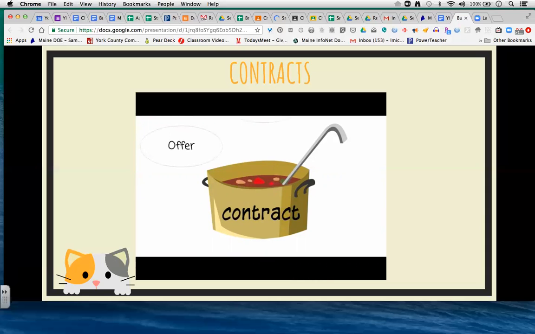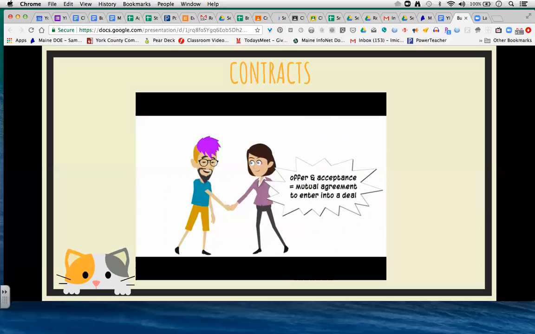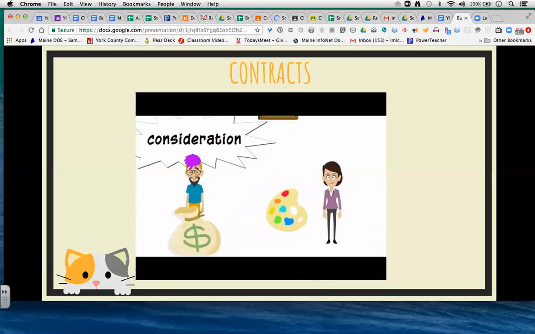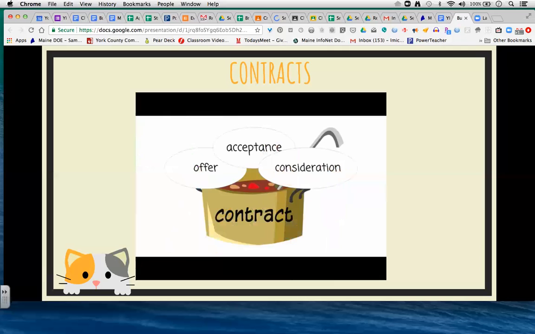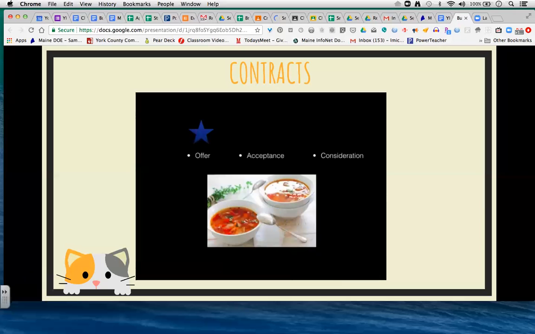And generally, our 3 elements for a contract are offer, acceptance, and consideration. Before we can have a contract, we should have these 3 elements. We'll say the offer and the acceptance are a mutual agreement to enter into a deal. And consideration will mean the parties are giving and getting something. For example, paying money in exchange for a painting. And we'll need all 3 elements to have a contract. This course focuses primarily on the offer, but in subsequent courses, we'll be looking at the acceptance and consideration.